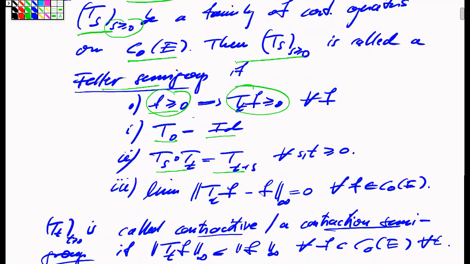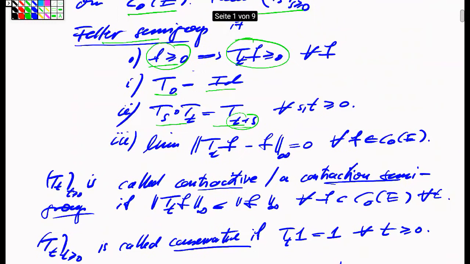The next condition is the semigroup property, which says that the repeated application of two operators at two different times is just as good as if you apply one of those operators only once, where you have to choose as time index the sum of the two previous time indices. That's the semigroup property.